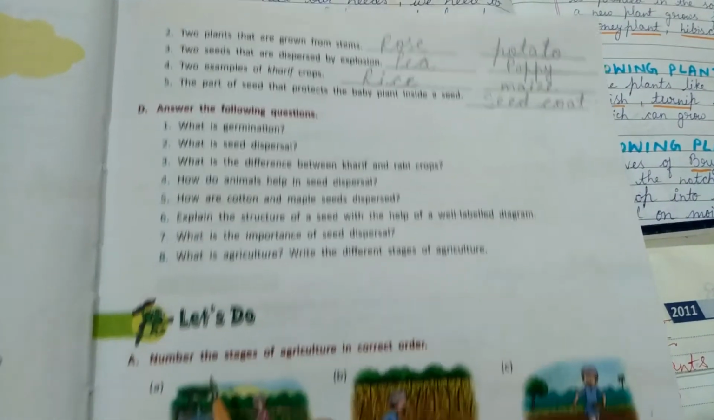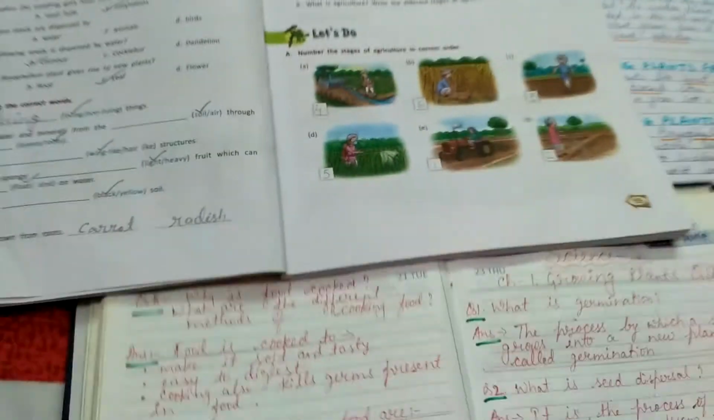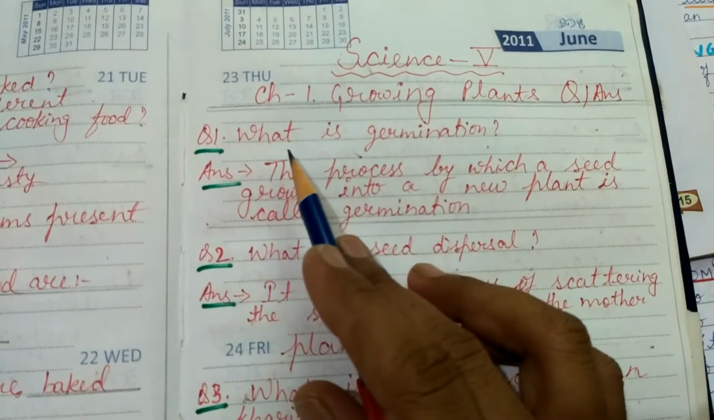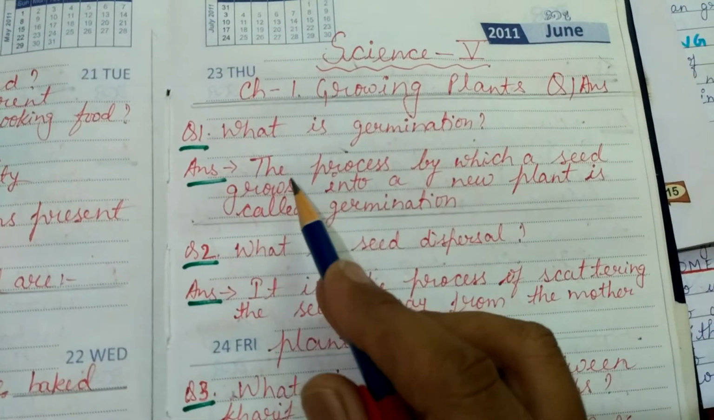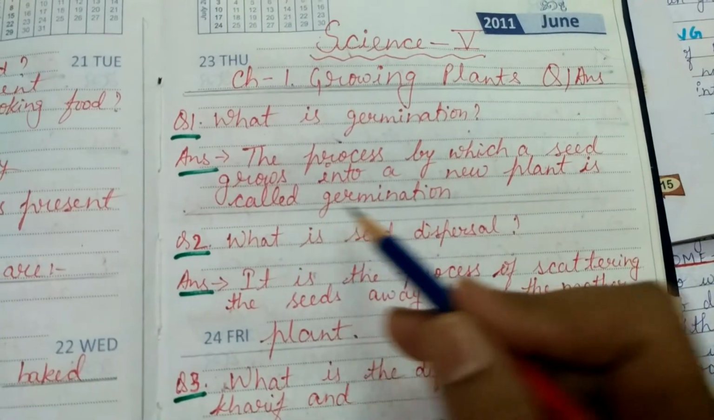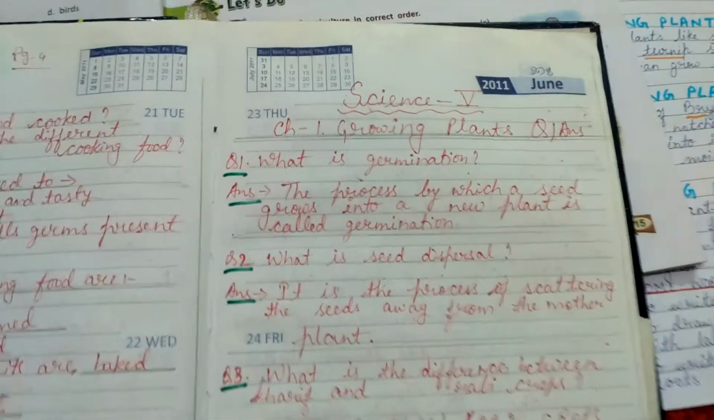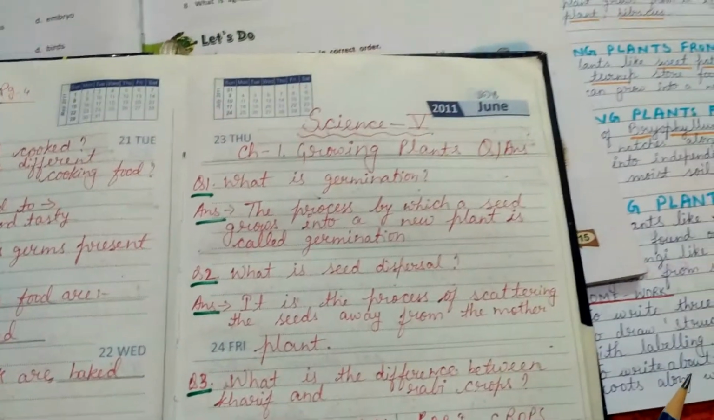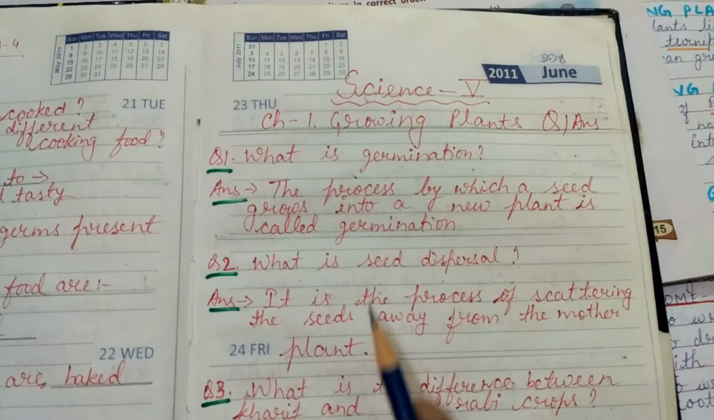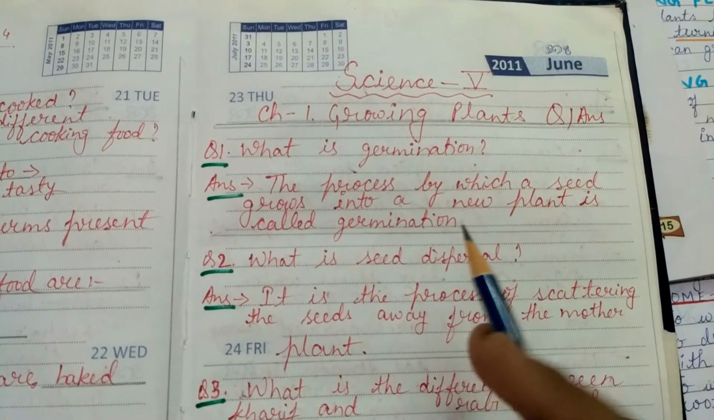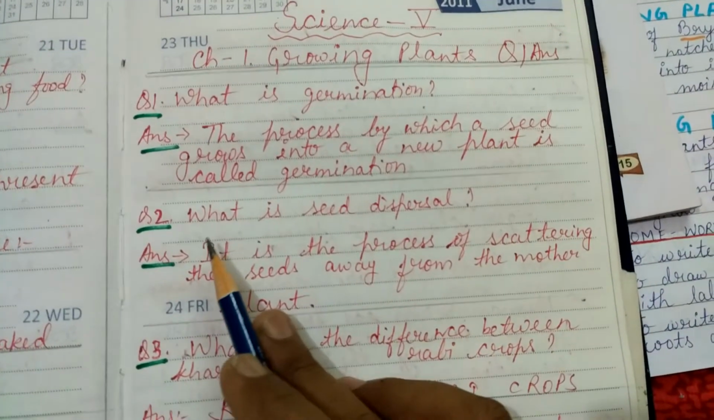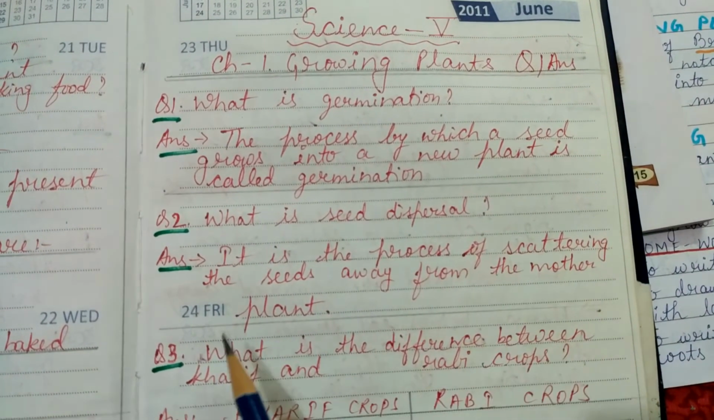Now coming to the question answers, let's see. Let's revise the question answers also. So the first question is, what is germination? The process by which a seed grows into a new plant is called germination. Germination is the process by which a seed grows into a new plant, it sprouts. So that process is known as germination, which helps a seed to grow or to develop into a new plant.